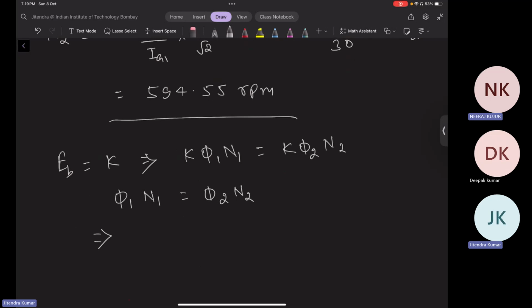Phi 1 by phi 2, we know it is 2, sir. Phi 1 by phi 2, we know 2. That you cannot say directly, isn't it? Because in the second case, IA2 is not equal to IA1.